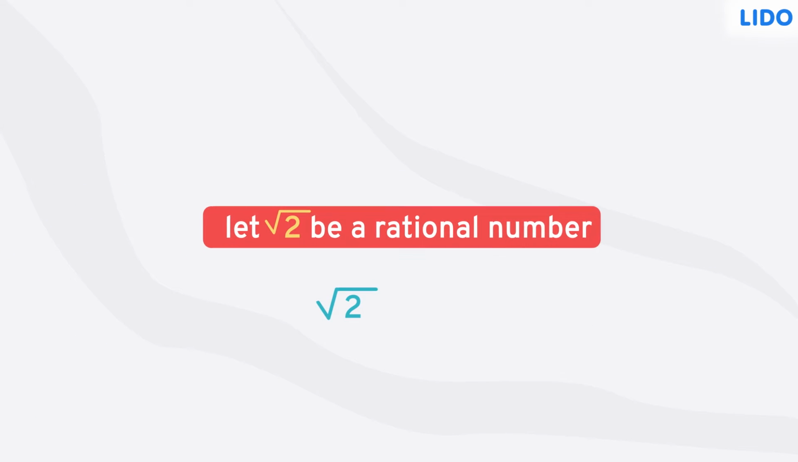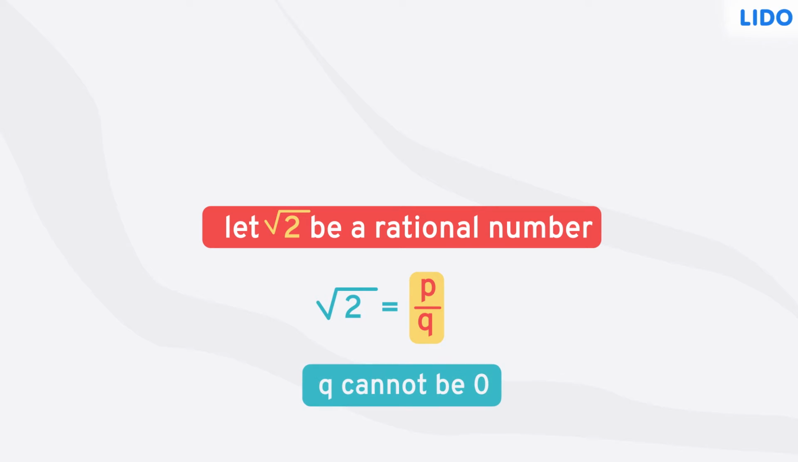Instead of trial and error, let's assume that the square root of 2 is a ratio of two integers p and q, where q cannot be 0. So the square root of 2 equals p by q. Great. Now, all we need to do is find p and q.